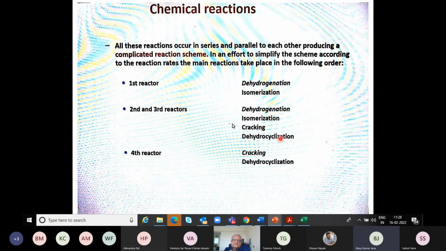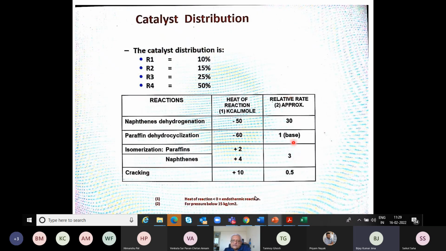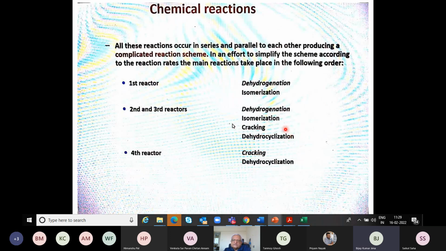So all the reactions that we discussed occur in series and parallel to each other. Series is actually the dehydrocyclization of paraffins. And this is a good slide for you to understand that, according to the rates of the reaction, the main reaction in the first reactor is the dehydrogenation. The one in italics is the dominant one. So dehydrogenation is the dominant reaction in the first reactor, and isomerization also starts because the rate of reaction of isomerization is slightly higher than paraffin dehydrocyclization.